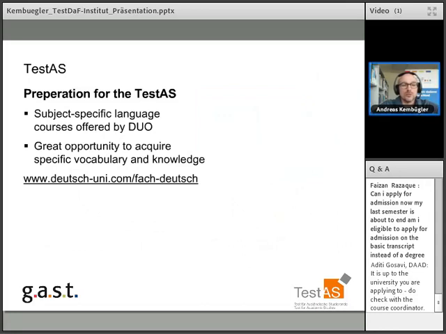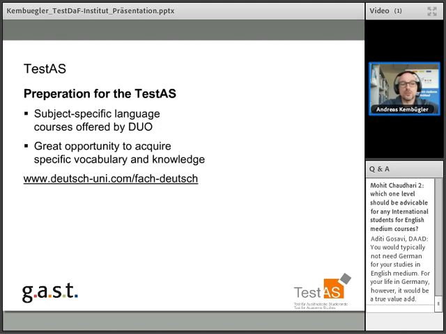Of course, you can take a language course just to prepare for the test. There are online language courses offered by the University of Munich as well. Those are subject-specific language courses. You can choose a subject-specific language course according to your study program. But it's important to know that those courses are on the level C1, so you have German language skills on an advanced level. To find those language courses, you have to click on deutsch-uni.com/Fach-Deutsch.